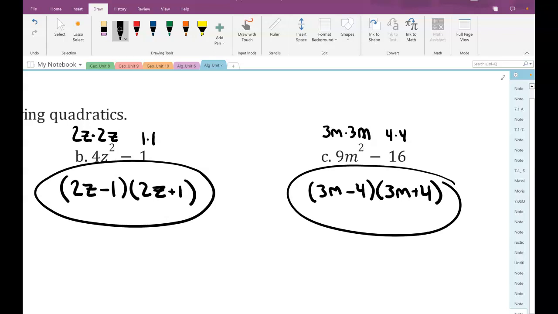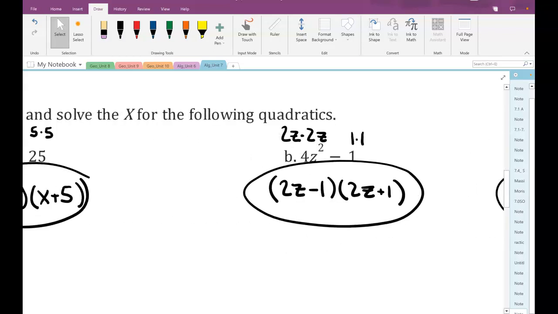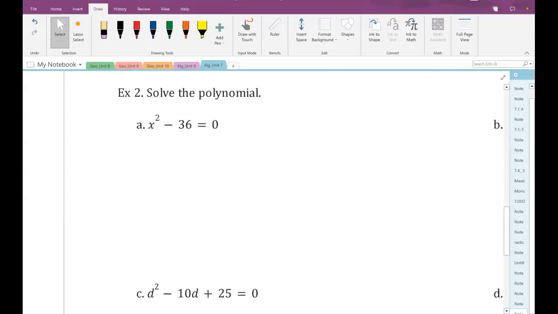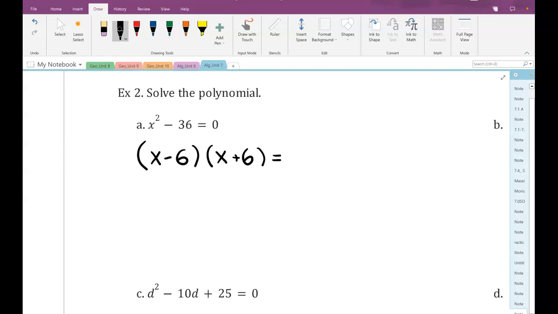We're now going to use this and solve for x. So this next example, solve the polynomial x squared minus 36 is equal to 0. To get that, I would take x minus 6 and x plus 6, because x times x is x squared, and 6 times 6 is 36. That's right: x minus 6, x plus 6 is equal to 0.